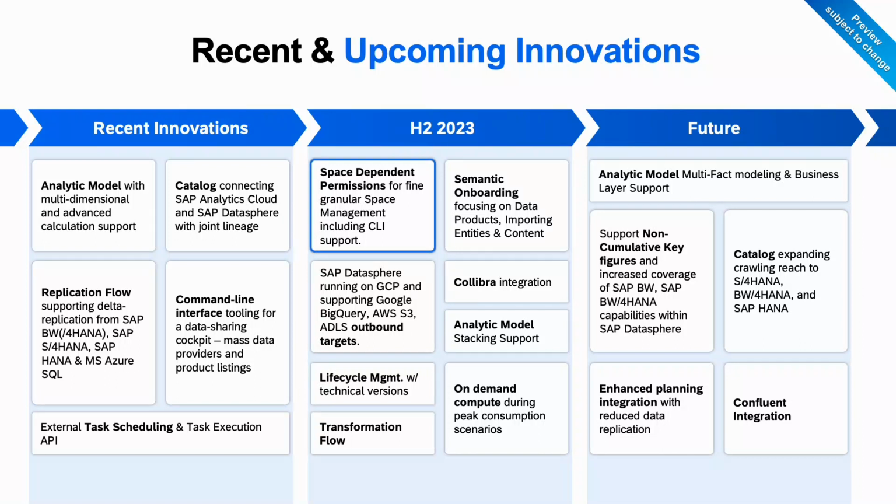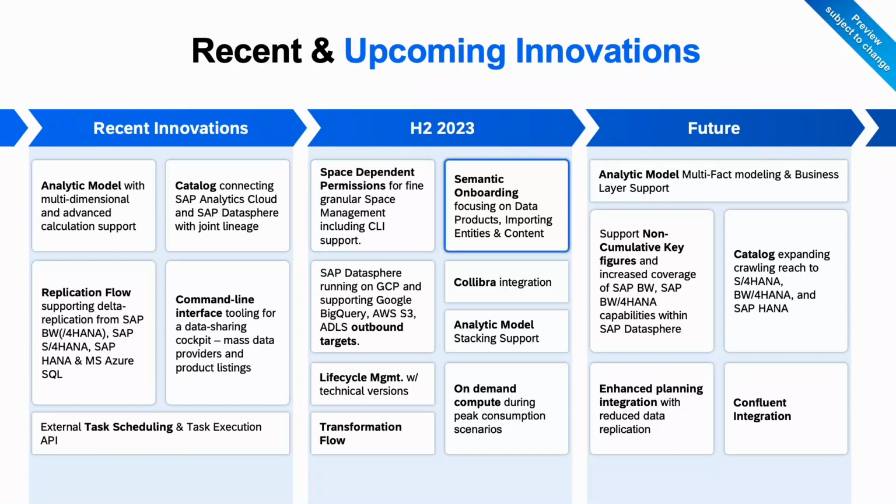We will release the space-dependent permissions later this year. This will also allow users and especially administrators of tenants to fine-tune permissions for users per space. For example, let's consider a user, John Smith. He is a user in the space finance, but also in the space sales. In space finance, John Smith has permissions to model and view data. But in the space sales, the same user, John Smith, only has permissions to view data. This is currently not possible in SAP Datasphere, but it will be enabled with space-dependent permissions later this year.